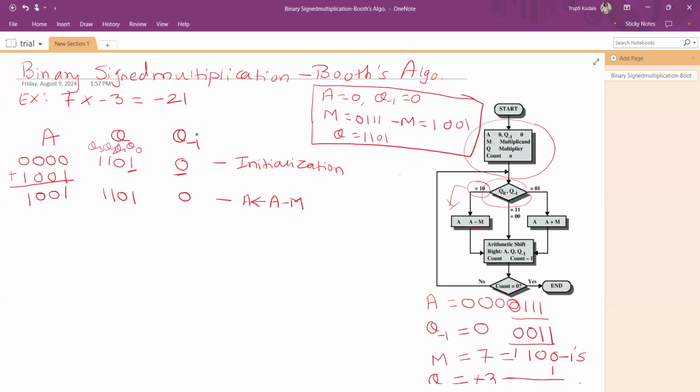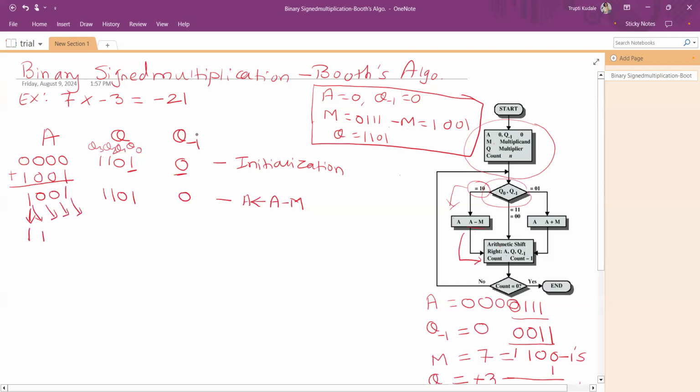After A minus M, you have to perform the arithmetic shift right operation for A, Q, and Q minus 1. While performing the right shift operation, the leftmost bit is retained as it is. So retain this value as it is and shift each bit to the right.